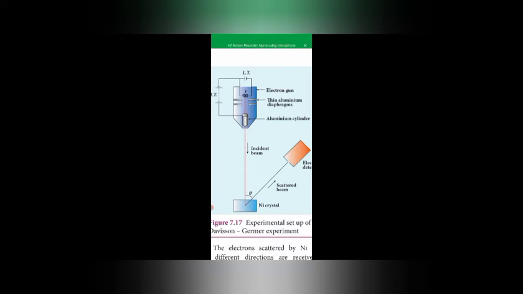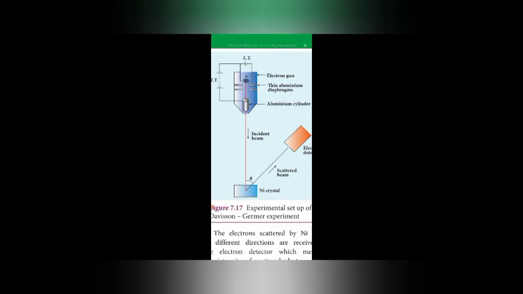In the nickel, the electrons are first scattered by the nickel atoms in different directions, and finally detected by the electron detector, which measures the intensity of the scattered electron beam. The detector is capable of rotation in the plane of the paper, and it denotes the angle theta between the incident beam and the scattered beam. The intensity of the scattered beam is measured as a function of the angle theta.